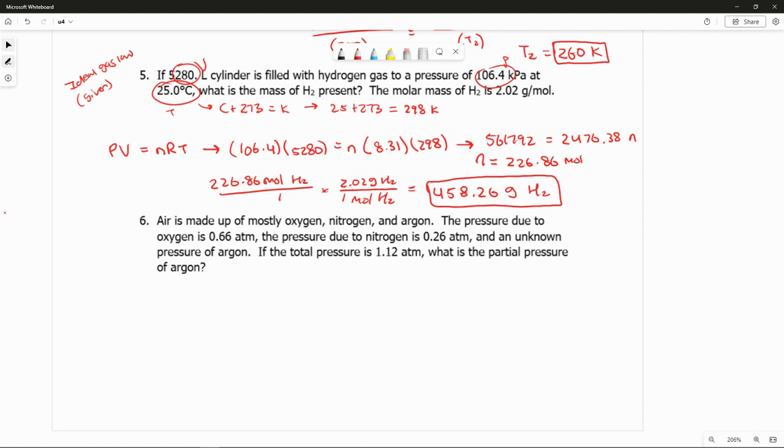All right, number 6. Air is made up of mostly oxygen, nitrogen, and argon. The pressure due to oxygen is 0.66 atmospheres, the pressure due to nitrogen is 0.26 atmospheres, and an unknown pressure of argon is present. If the total pressure is 1.12 atmospheres, what is the partial pressure of argon?